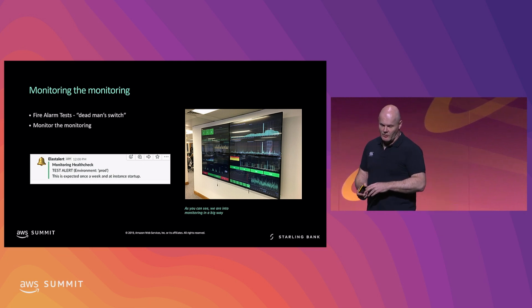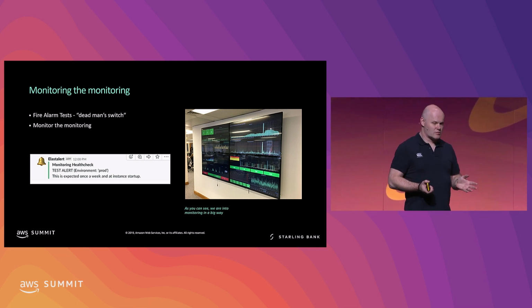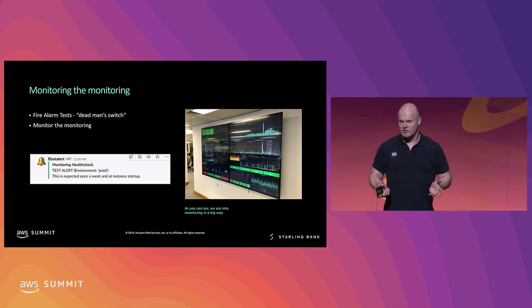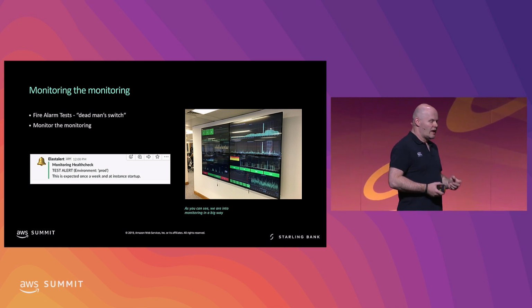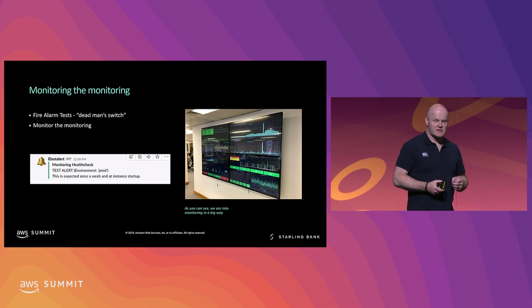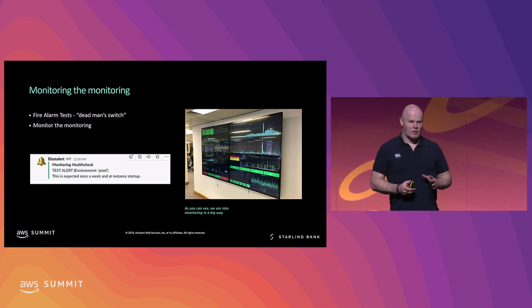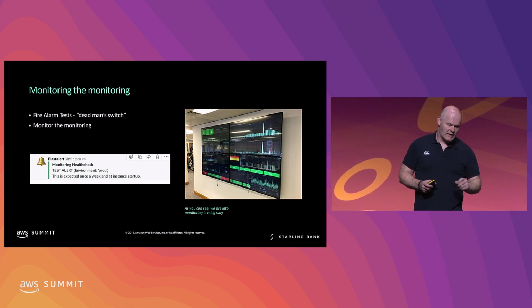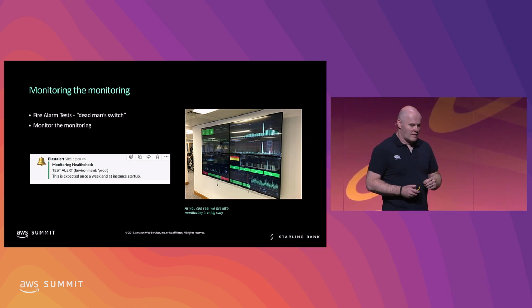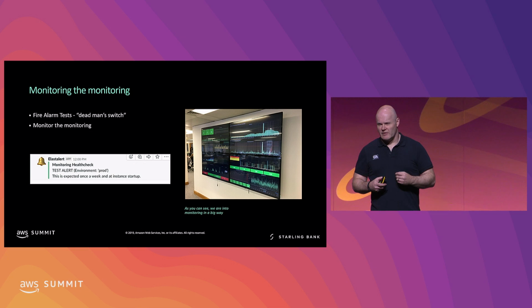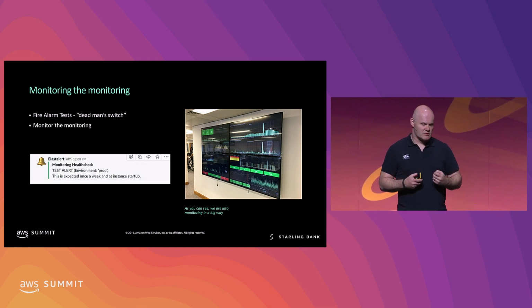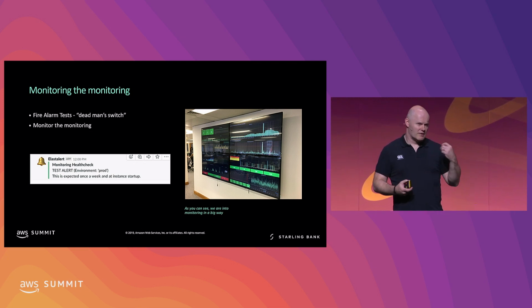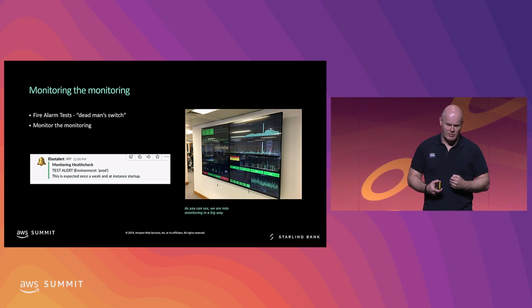So, we've implemented our monitoring, but how do we make sure it's working? Well, we monitor our monitoring. We have a number of fire alarm tests that run on a regular basis to make sure that our alerting is working end to end. And you can see an example on the left-hand side of the screen there. So we know that we should be receiving these alerts at regular intervals, and if we don't receive them, there's a process to go back and look and see what's happening.